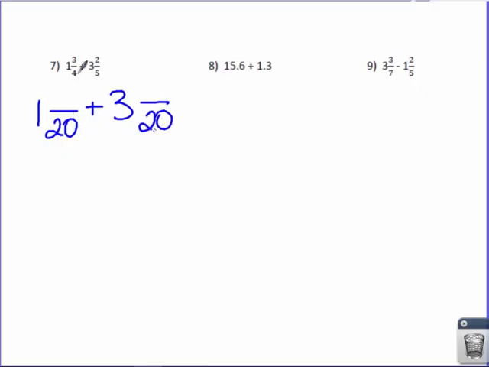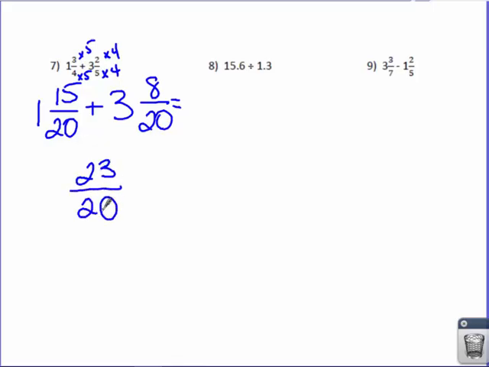Okay, so now I ask, how did I go from 4 to 20? Well, I multiplied by 5, so I do the same thing to the 3 and get 15. How did I go from 5 to 20? I multiplied by 4, so I do the same to the top and get 8. So now we add our tops. 15 and 8 make 23. We keep our denominator, and then we add our whole parts. 1 and 3 make 4.